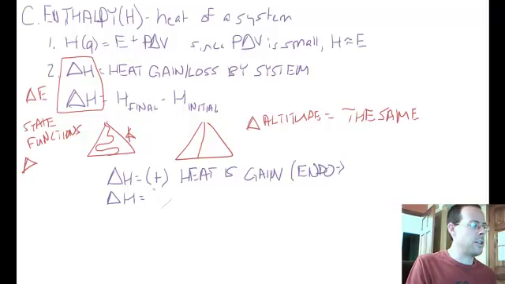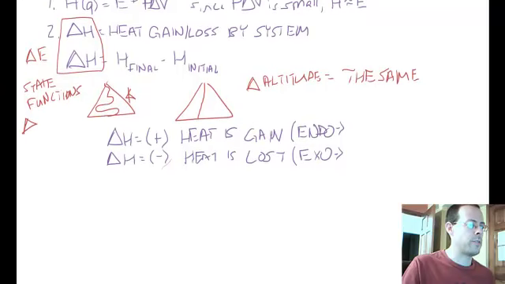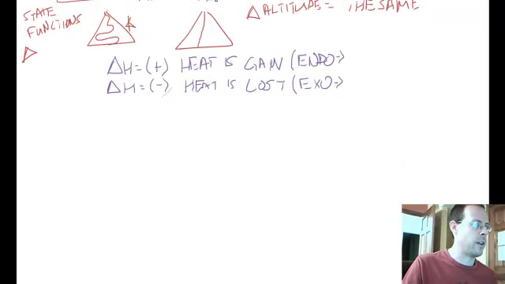If delta H is negative, heat is lost, and that would be an exothermic reaction. So again, heat is gained by the system, or heat is lost by the system. The system is always what we're concerned about as far as heat being either gained or lost.